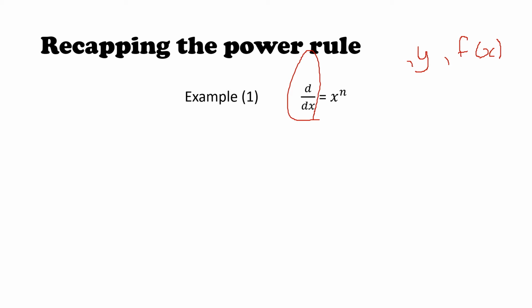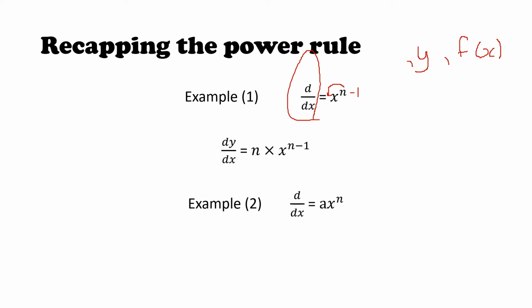The power rule simply states that if we have to differentiate x to the n, we simply bring the n in front, we multiply that by the x, and we take away 1 from the index. So the n goes in front, and we take away 1 from the index, and that is basically the power rule, simply put.